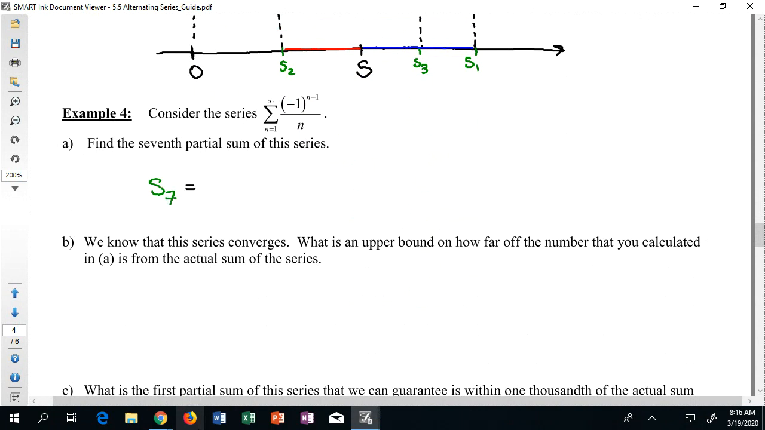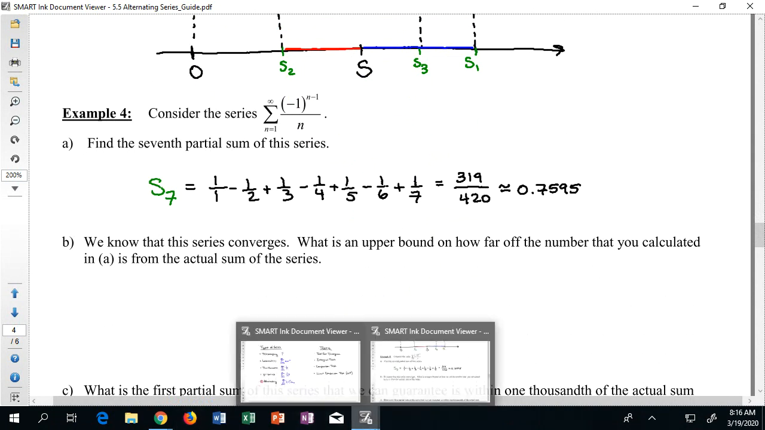Well, if I know this starts with the number 1 minus a half plus a third minus a fourth plus a fifth minus a sixth plus a seventh, I could easily just add all these numbers together. Now, for the sake of simplicity in the video, I'll just tell you that this is 319 out of 420. You could double check me on that if you're unsure, but ultimately this comes out to be roughly 0.7595. That's a rough approximation of what I have.